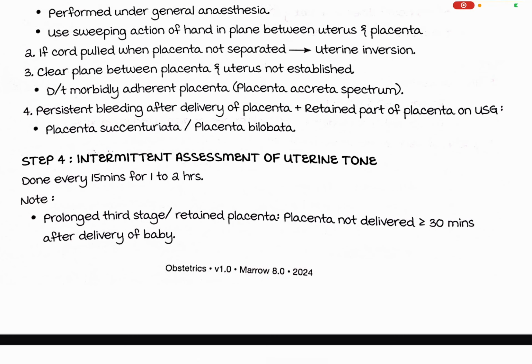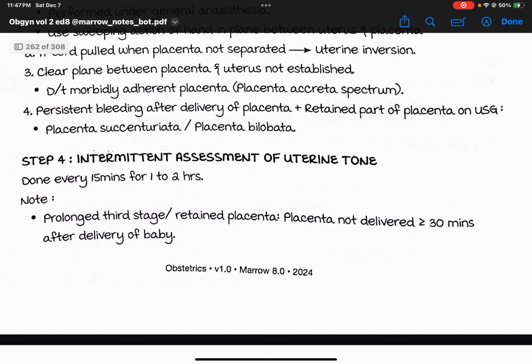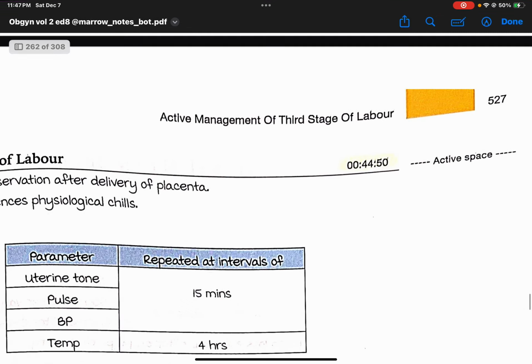Intermittent assessment of uterine tone is done every 15 minutes for 1 to 2 hours. Note, prolonged third stage is retained placenta not delivered after half an hour of delivery of the baby.